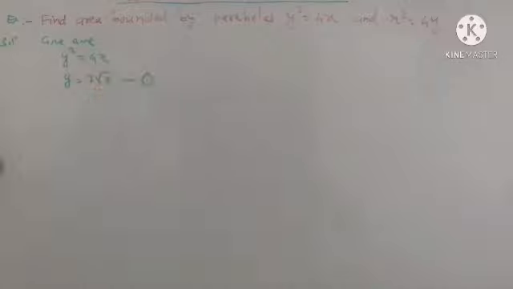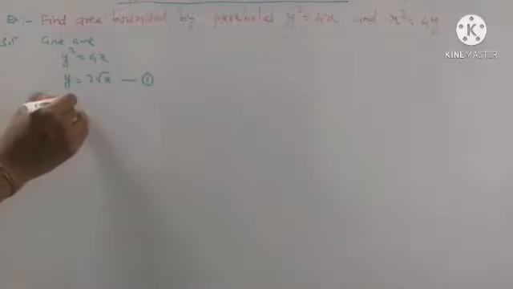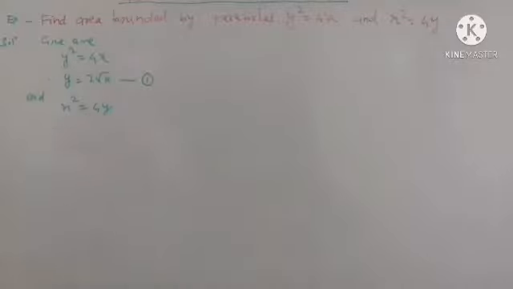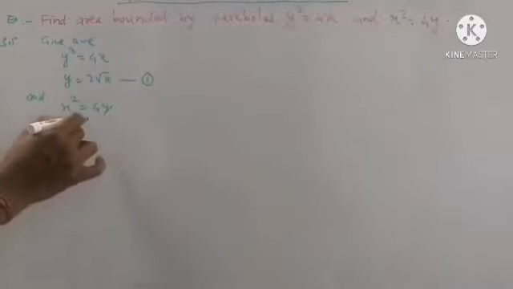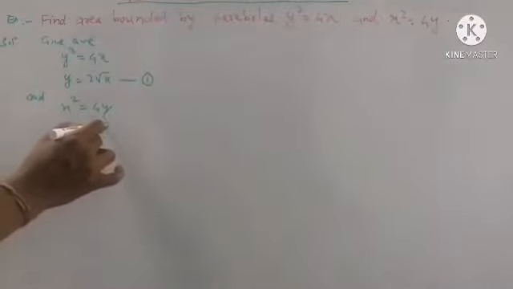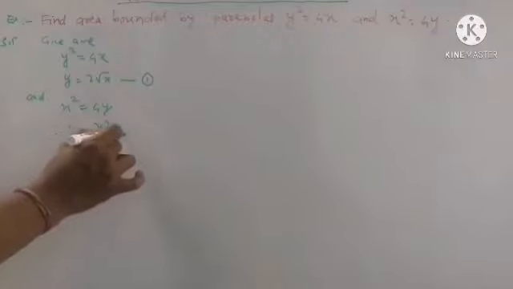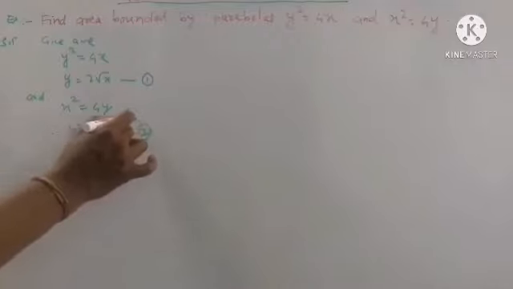Put this as number 1, and the second equation is x square is equal to 4y. This is an explicit function of x, but we have to separate y here, so we take the 4 on the denominator of the left-hand side, so we get y is equal to x square by 4. This is number 2.